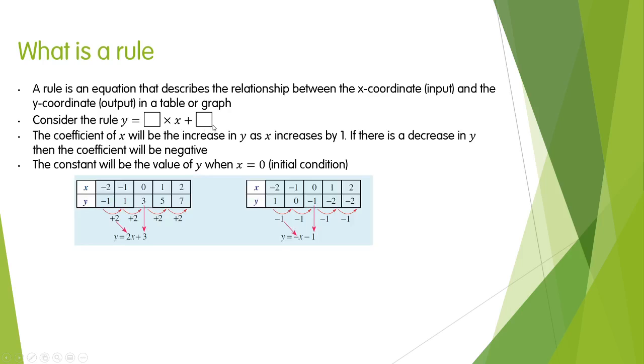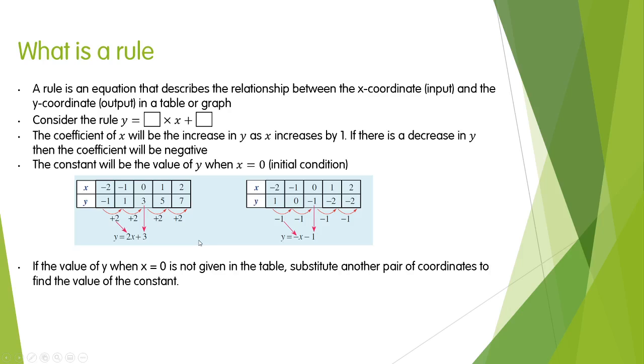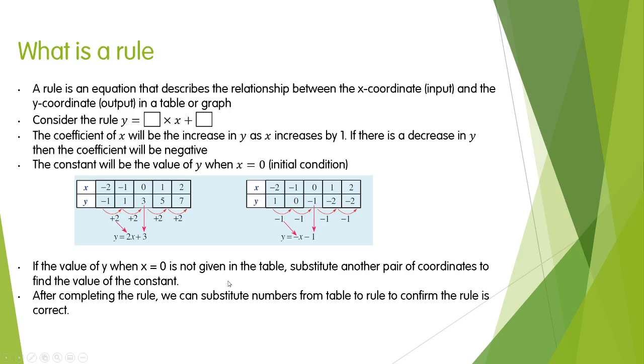So here's a couple of examples, and we'll go through how we get from this table here to these expressions. If the value of y when x is 0 is not given in the table, we need to substitute in another pair of coordinates to find that value. And after completing the rule, we can always test to see if we're correct by grabbing one of these pairs of numbers and substituting it in to prove that it's correct.